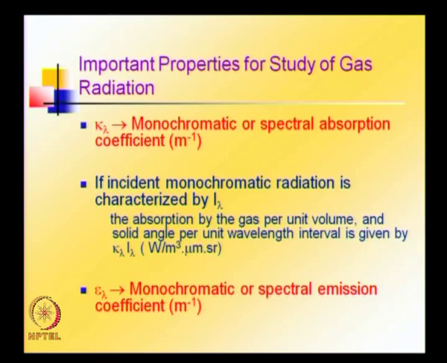Okay. Now, what are the important properties for the study of gas radiation? Kappa lambda. Kappa lambda is the monochromatic or spectral absorption coefficient. Therefore, if incident monochromatic radiation is given by I lambda, the absorption by the gas per unit volume, per unit solid angle, per unit wavelength interval is given by I lambda kappa lambda. Okay.